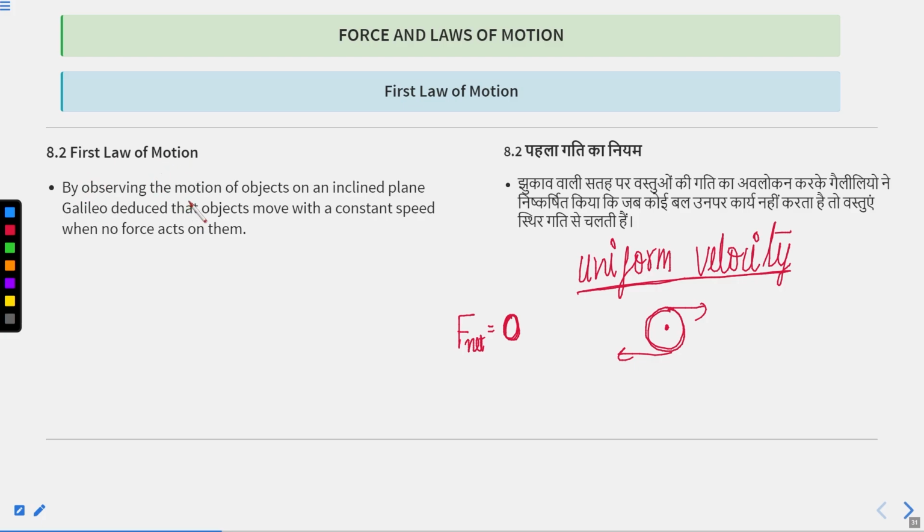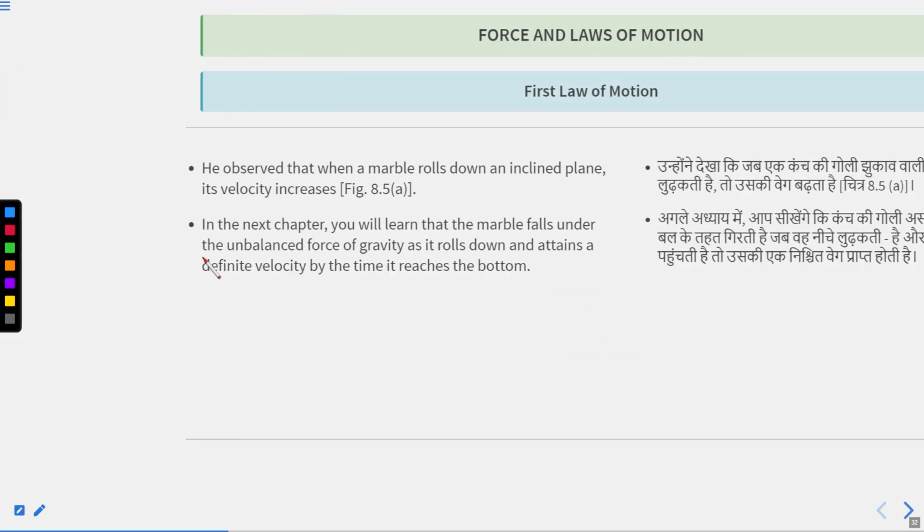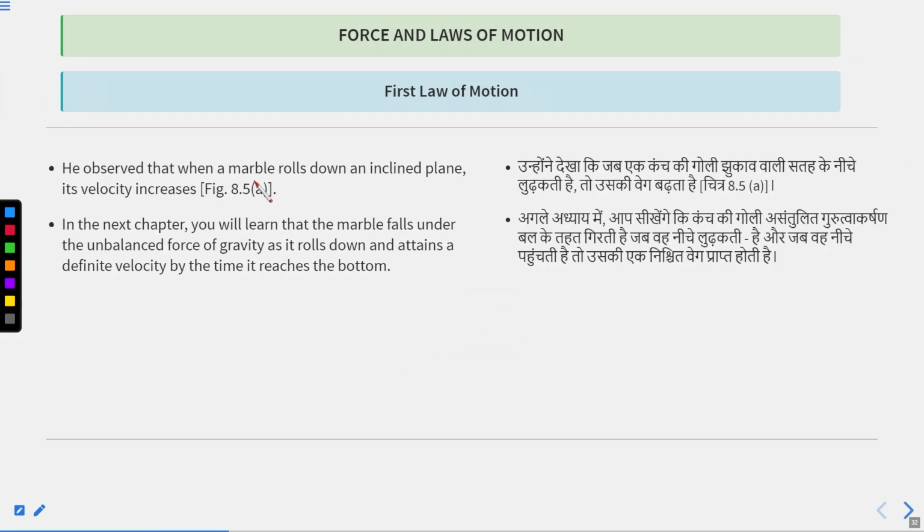By observing the motion of objects on an inclined plane, Galileo, a scientist, deduced that objects keep moving with a constant speed when no forces act on them. He observed that when a marble rolls down an inclined plane, its velocity increases. In the gravitation chapter, we will learn that any marble or object falls under the unbalanced force of gravity and attains an acceleration to reach the bottom.